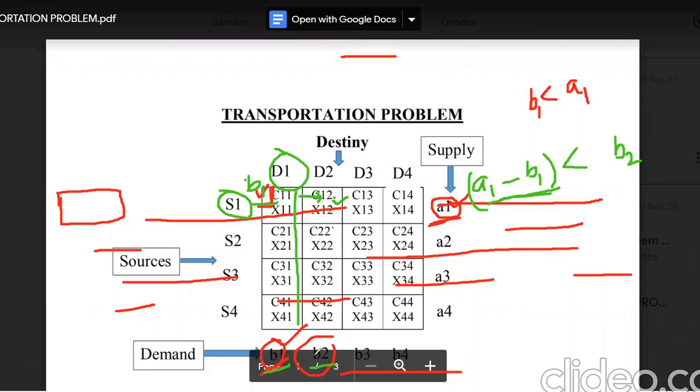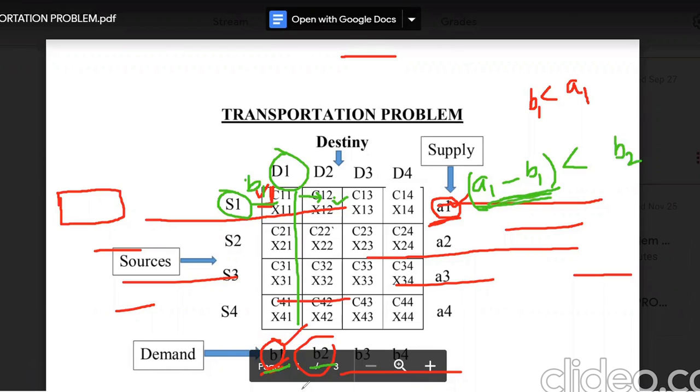So since B2 is greater than A1 minus B1, the demand for the destination D2 has not been fulfilled. Some quantity for the destination D2 is still left because B2 is greater than A1 minus B1. The source S1 has the capacity to transport only A1 minus B1 quantity. So A1 minus B1 is the smaller one, and we have transported this amount A1 minus B1 to the destination D2.